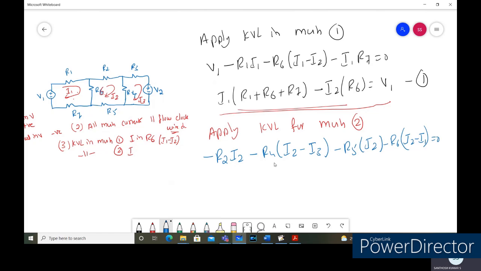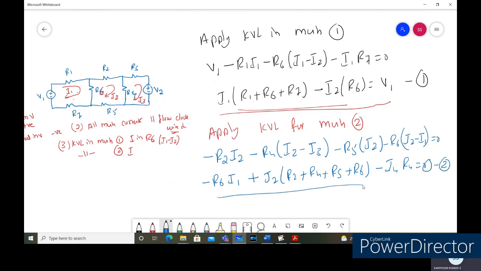Now let us segregate the terms here. If you simplify this, it becomes minus R6 into I1, plus I2 into (R2 plus R4 plus R5 plus R6), minus I3 into R4, and this is equal to 0. Call this equation number 2.